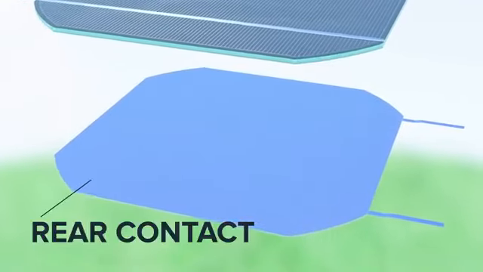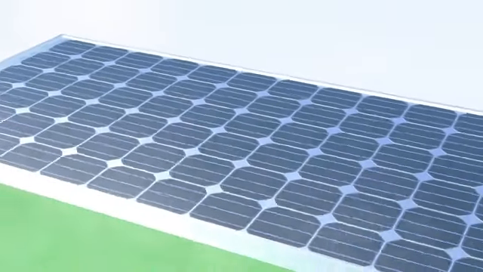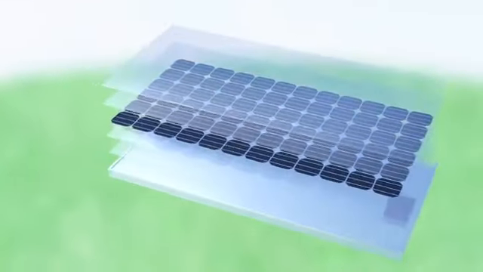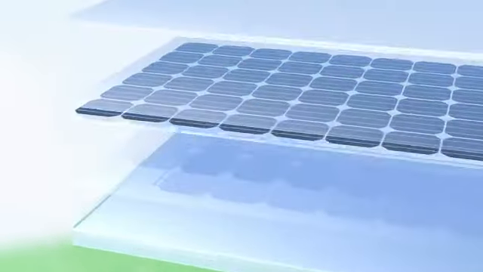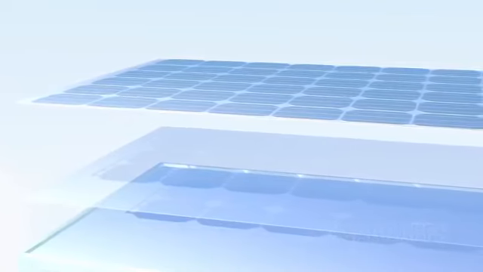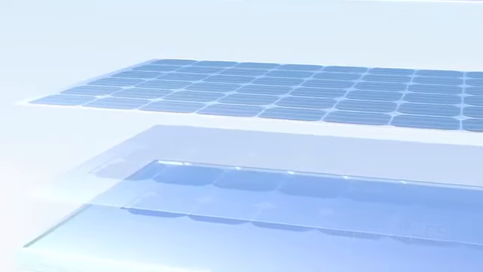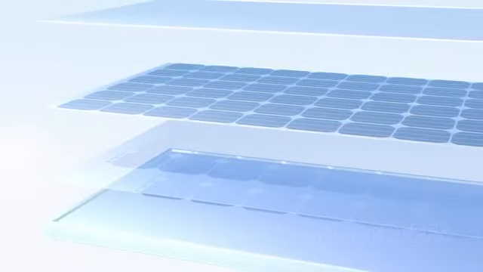Aluminum rear contact. A rear aluminum layer completes the electrical circuit. Electrical contacts protrude through the passivation layer. Encapsulant. The encapsulant is an adhesive that seals around the solar cells, protecting them from harmful outside elements and keeping them firmly in place. A common encapsulant material, called EVA, ethyl vinyl acetate, is stable under high temperatures and UV exposure and is also transparent.